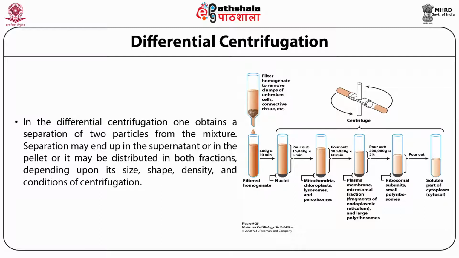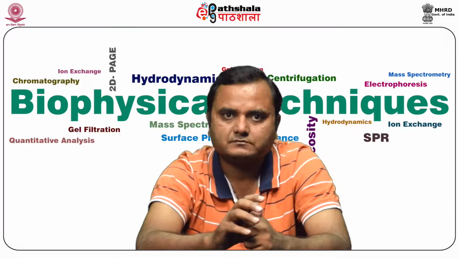Then you further increase the centrifugation rate, and the ribosomal subunit and polysome subunit get separated, and at the last you take the soluble cytoplasm or the cytosol. You can see here, differential centrifugation means that at different speeds you can separate different molecules out from a mixture of different sizes.